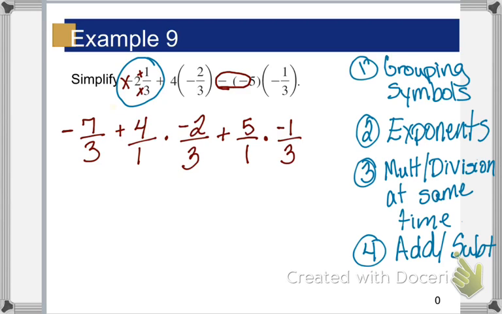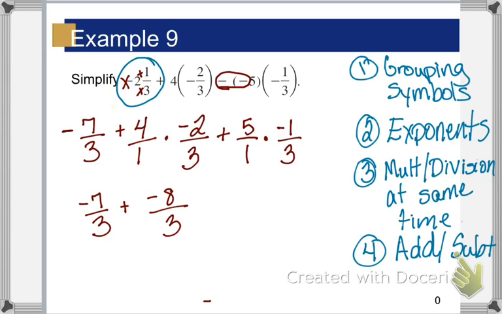Okay, I changed my mixed number to an improper fraction. Then I rewrote 4 as 4 over 1, and I rewrote 5 as 5 over 1 after I did the negative. Okay, now this is a negative value. I have addition, I have multiplication, I have addition, and I have multiplication. What do I have to do first? Good. Both sets of multiplication. So I'm going to leave my negative 7 over 3. I'm going to do 4 times negative 2.